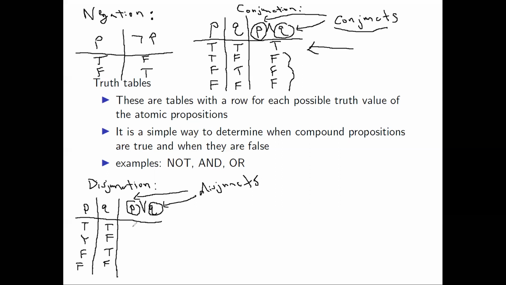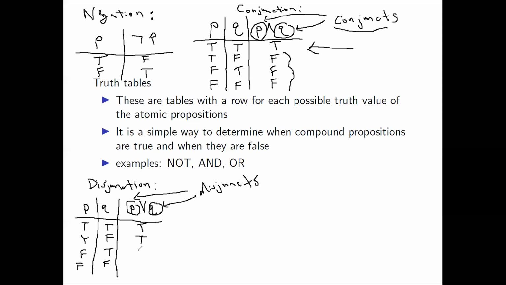So if we have P true and Q true, then the disjunction of P and Q is also going to be true. Because for a disjunction to be true, we just need at least one of the disjuncts to be true. And in this case, both of the disjuncts are true, so the disjunction is true. If P is true and Q is false, then the disjunction of P or Q is going to be true. Because recall, for a disjunction to be true, you only need at least one of the disjuncts to be true. And in this case, P is true, and that's enough to make the disjunction true.